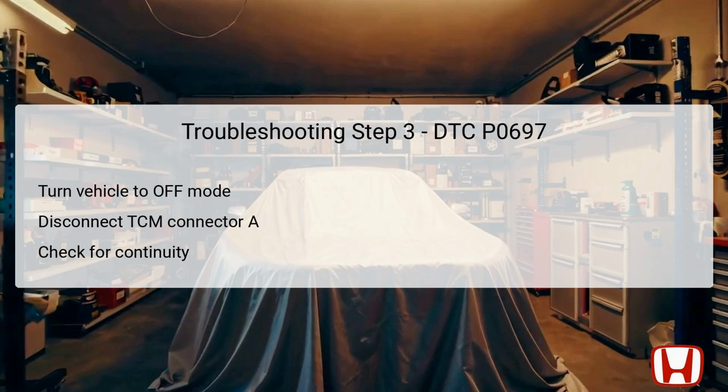The third step in troubleshooting DTC P0697 involves checking for shorted wires. Begin by turning the vehicle to off mode to mitigate any electrical hazards when disconnecting components. Next, detach the TCM connector A, which is a 23P connector linked to the transmission control module. Ensuring that the vehicle remains in the off mode, check for continuity between test points using a multimeter.